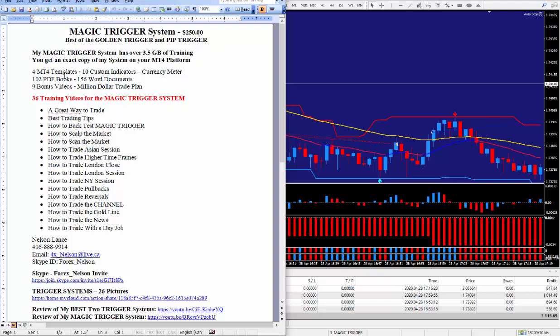Now it does come with 4 MT4 templates, 10 custom indicators, and my favorite meter. Included are a lot of PDF books and Word documents that will surely help you succeed at trading, but you must do the homework. I find a lot of the traders out there are getting systems, but they're not doing the homework, either reading or watching the training videos. So, as I said, you must do the homework.